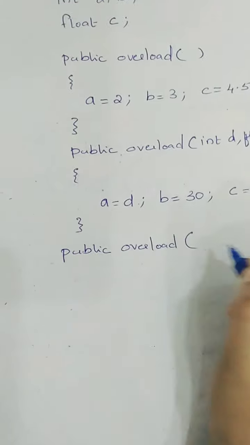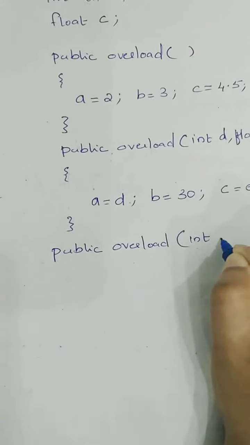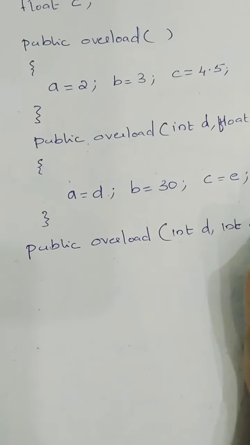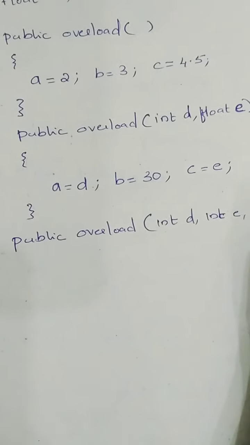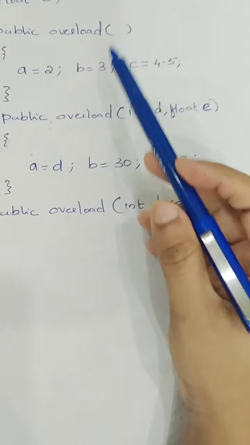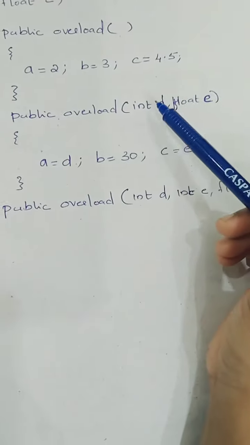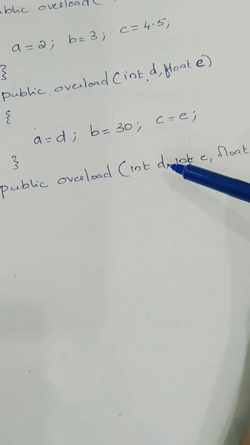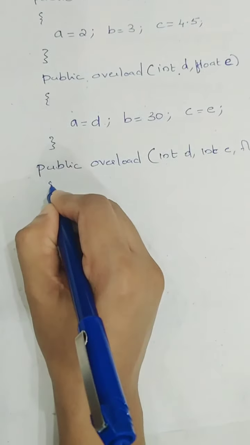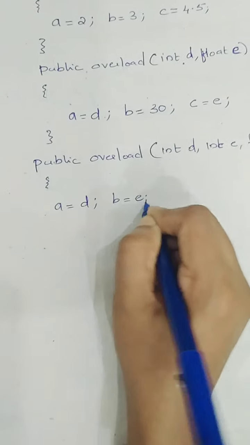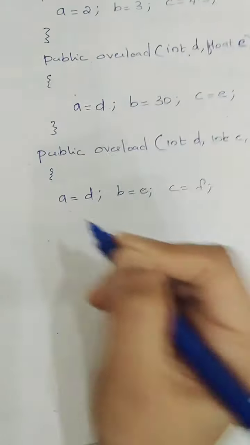with 3 variables, int d, int e, float f. 3 parameters. See here, the first constructor has no parameter, the second constructor has 2 parameters and the type is also different, and the third constructor has 3 parameters and the type is different. Here a is equal to d, b is equal to e, c is equal to f.